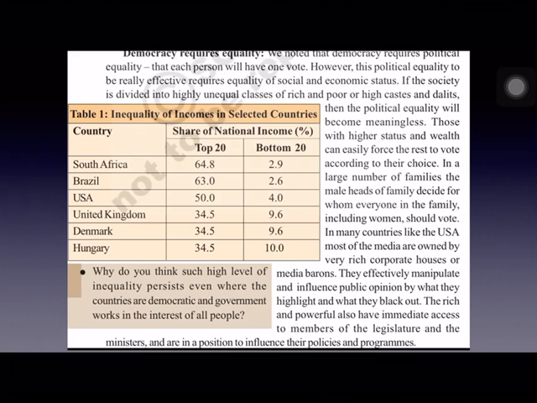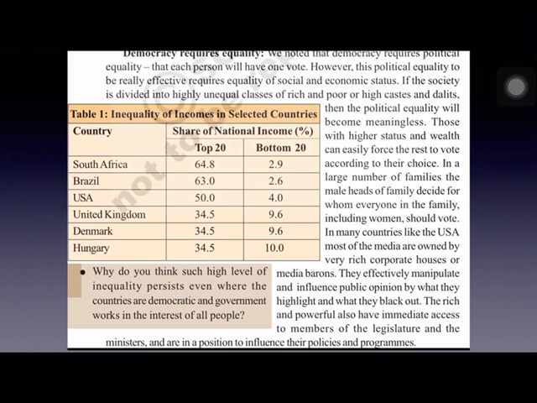And this political equality, to be more effective, requires social equality and economic equality also. That means suppose the society is divided into higher and lower classes, rich and poor, higher caste and lower caste, Dalits like, then political equality becomes meaningless. If there are social and economic inequalities in the society, the political equality becomes meaningless. Now let us see how it becomes meaningless. Those who are rich can influence the poor people to vote for a candidate of their choice.